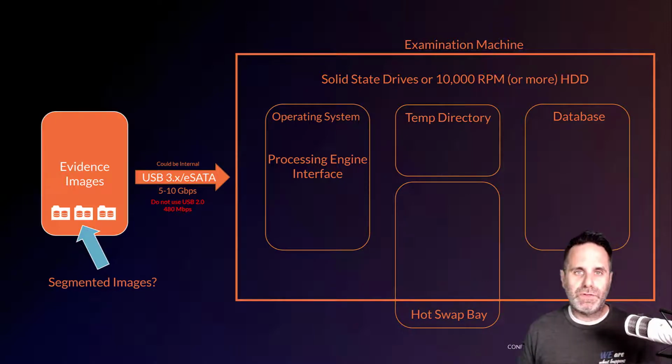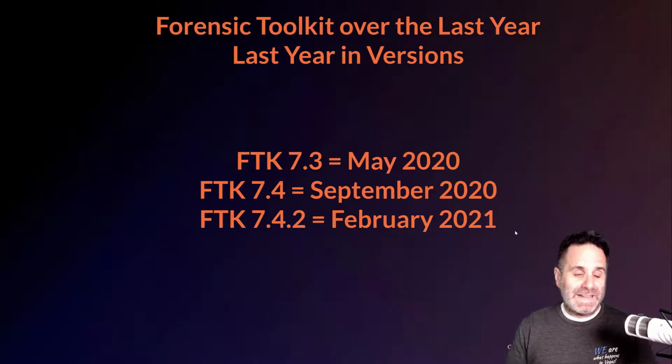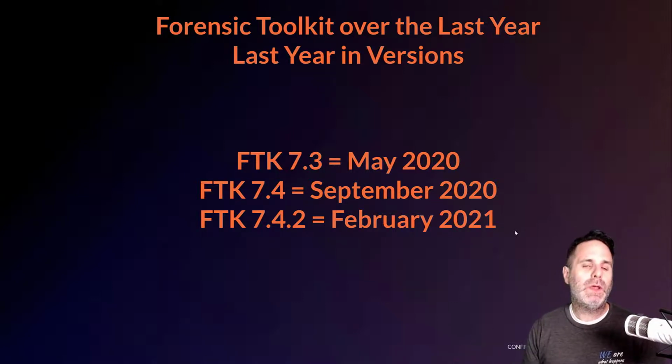Okay, with those two clarifications out of the way, let's jump into this week's episode. As introduced earlier on, we're going to talk about the last year in FTK releases, and we've got a lot of good stuff coming up here soon. Over the last year-ish, we've had three major updates: 7.3, which came out in May of 2020, 7.4, which was September of 2020, then we had 7.4.2, which was February of 2021.